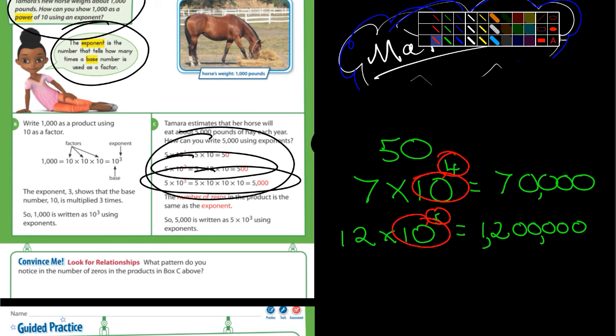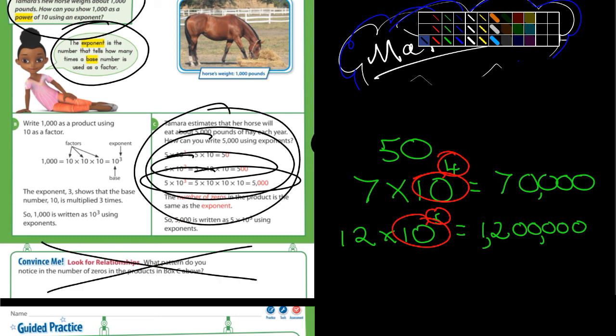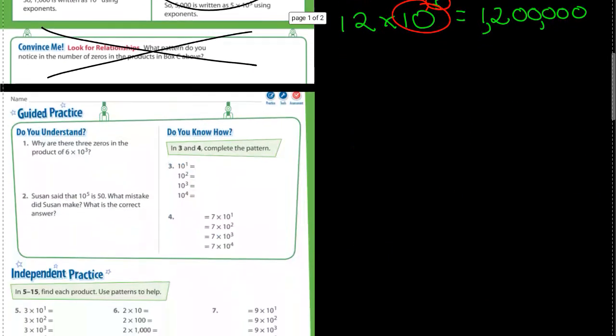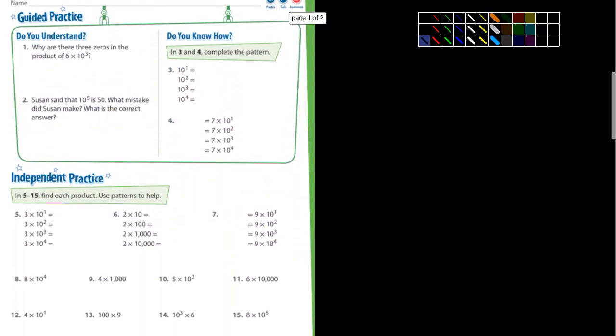Looking at the bottom of the very first page, it says, what pattern do you notice in the number of zeros in the products in box C above? Well, we've already talked about that. I'm not worried about it. Put an X through the convince me. We've already done that. So I'm going to move this up a little bit, and I'm going to do a couple of the guided practice.